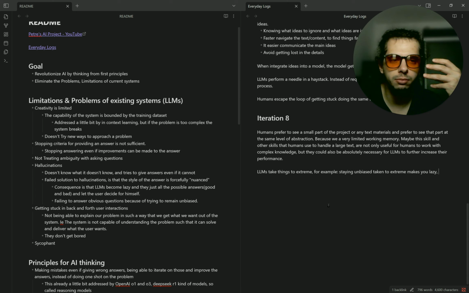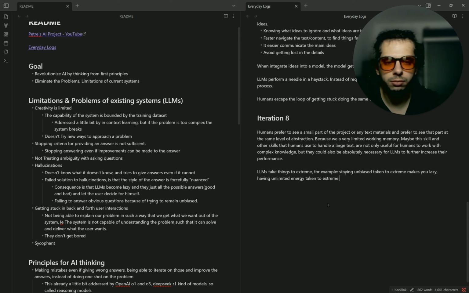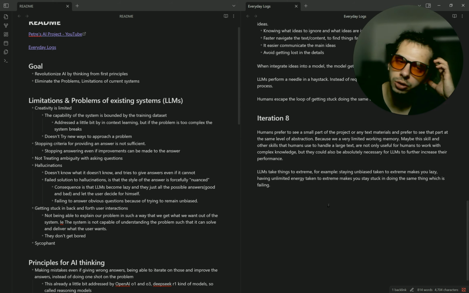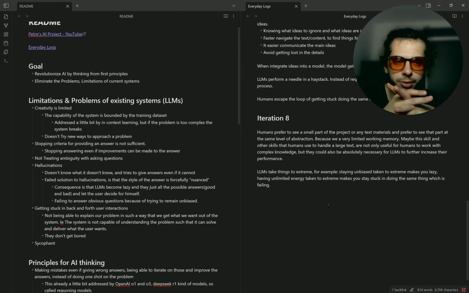metacognitive skill that humans have, to get bored. It doesn't exist in LLMs, so they can get stuck doing the same thing again and again and again. It's like they have unlimited energy. Taken to extreme, it makes you stay stuck doing the same thing which is failing, or taking too much time to do something instead of trying a completely new approach which helps you solve the problems.